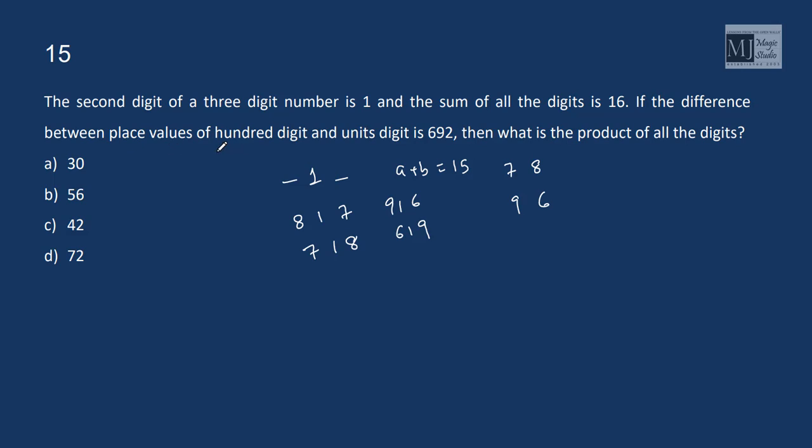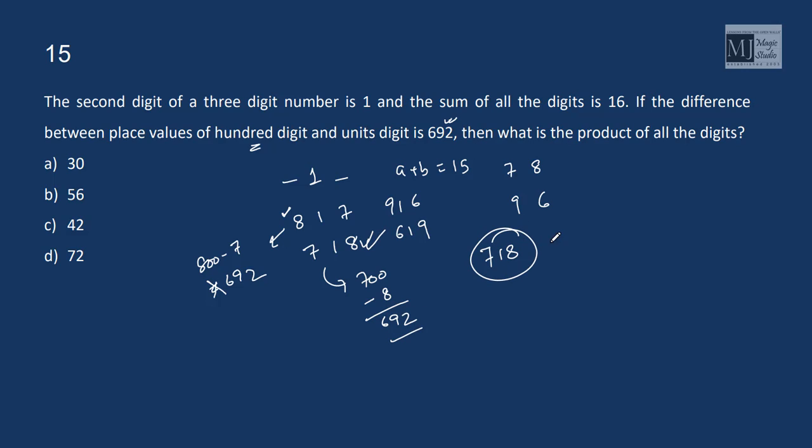If the difference between the place value of the 100 digit and the unit digit is 692, then here it would be 800 minus 7, which is not equal to 692. Here we can see it is 700 minus 8 is 692. That means our number is 718.